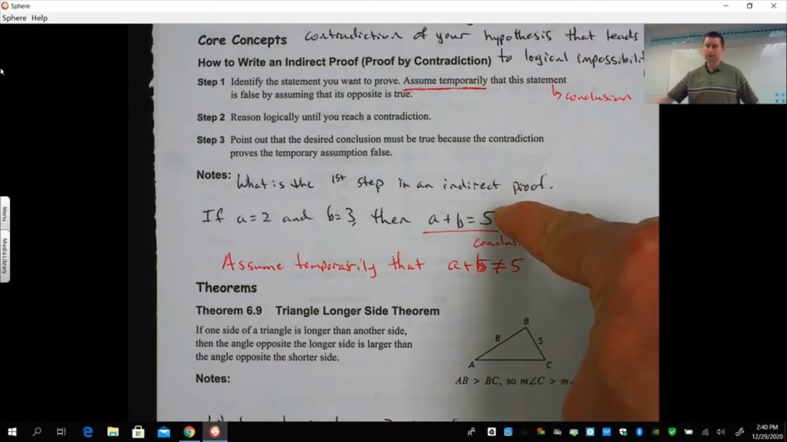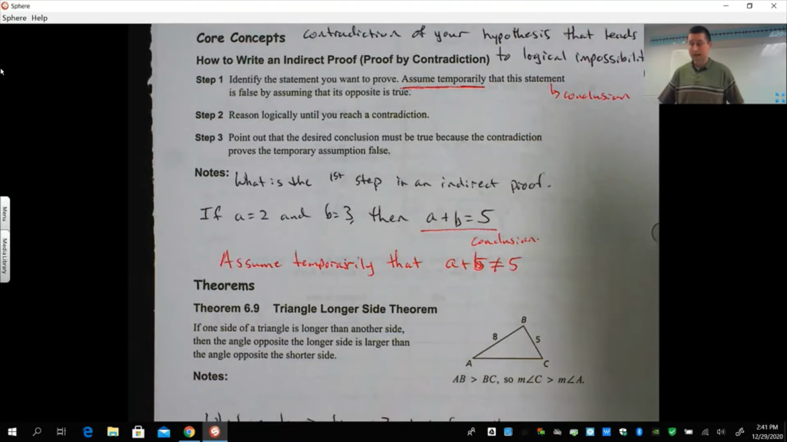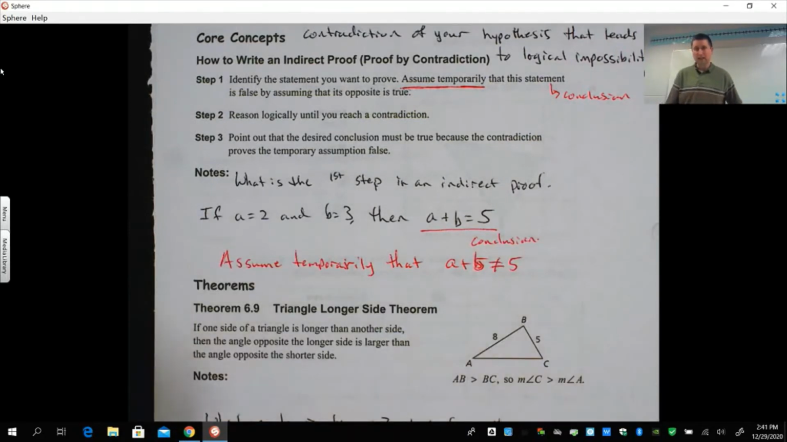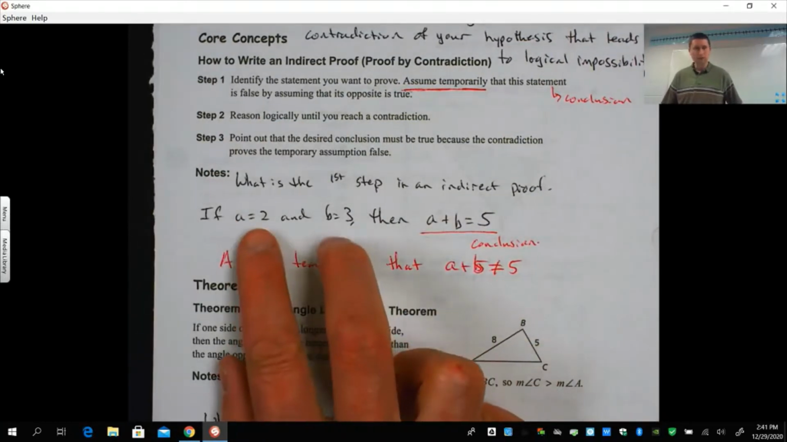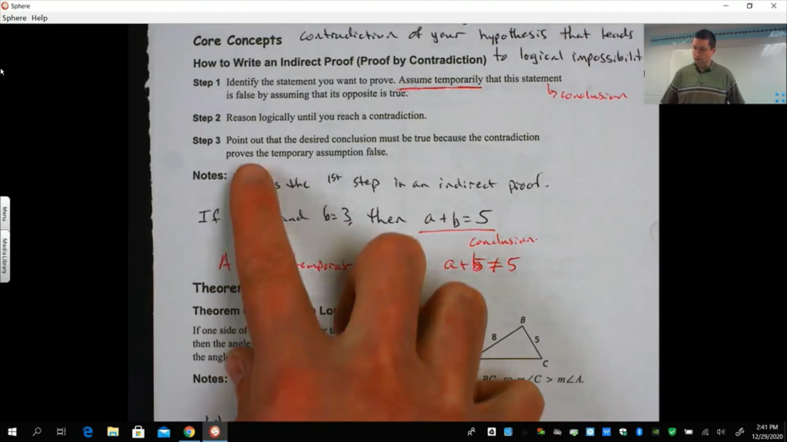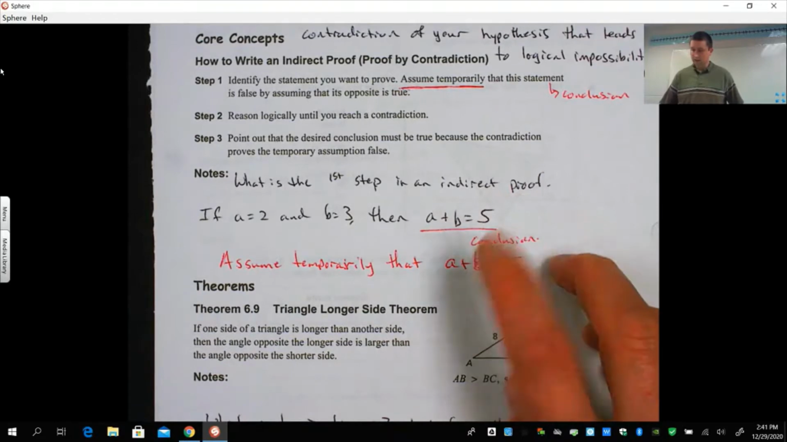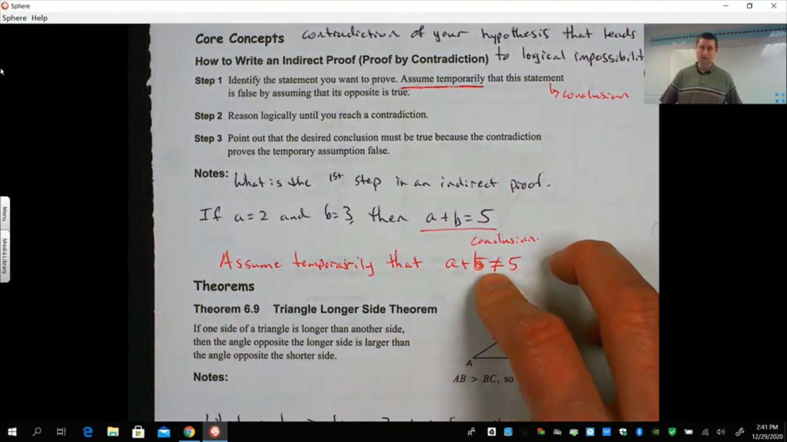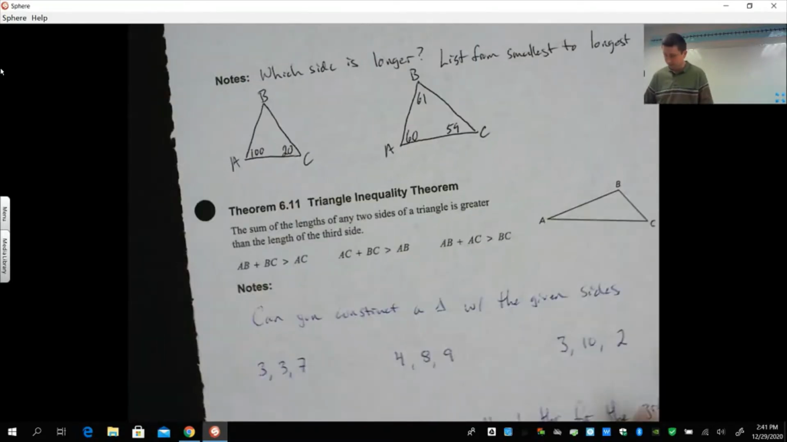Okay, it kind of goes back to a little bit of logic. If something's false, the opposite or the negation of that has to be true. Okay, so you're assuming that not Q is true. Reasoning logically would just be, hey, we know 2 plus 3 is 5. And then you point out that the desired conclusion must be true because the contradiction proves the temporary assumption is false.